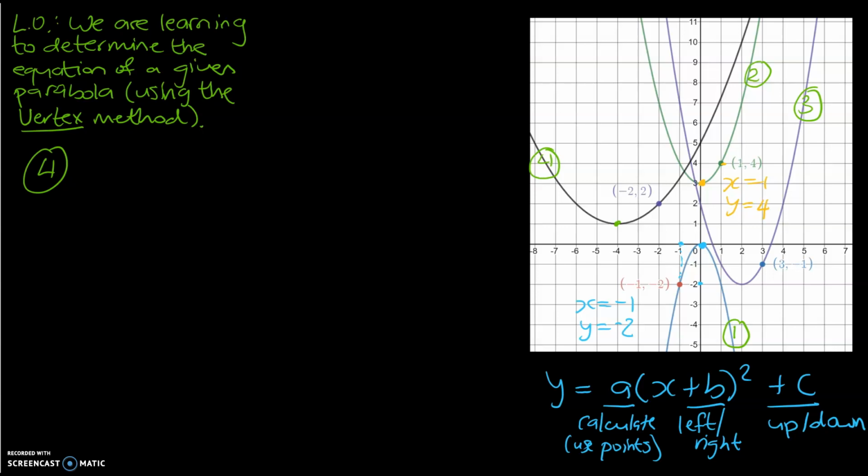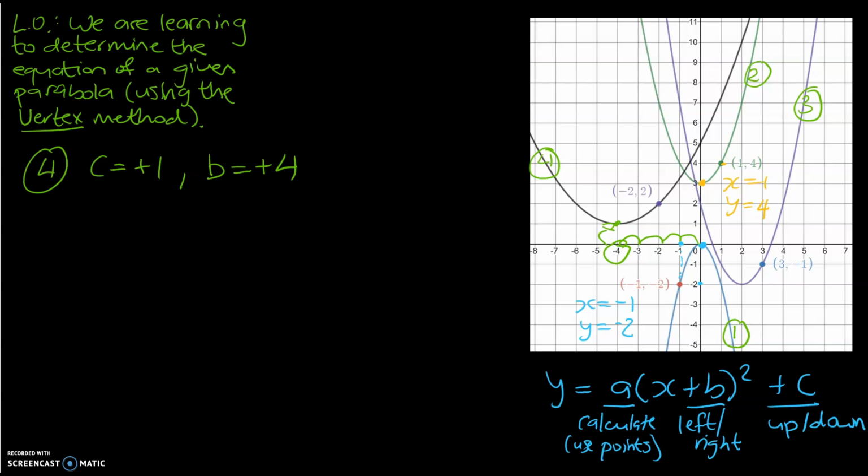So let's have a look at C. How much has that been moved up or down from 0? And it looks like it's been moved up 1. So that means C is going to be plus 1. And we can also have a look at B. How much has it been moved left or right? Well, it's been moved 1, 2, 3, 4. It stops at minus 4, and the opposite of minus 4 is plus 4. So that means B is going to be plus 4.